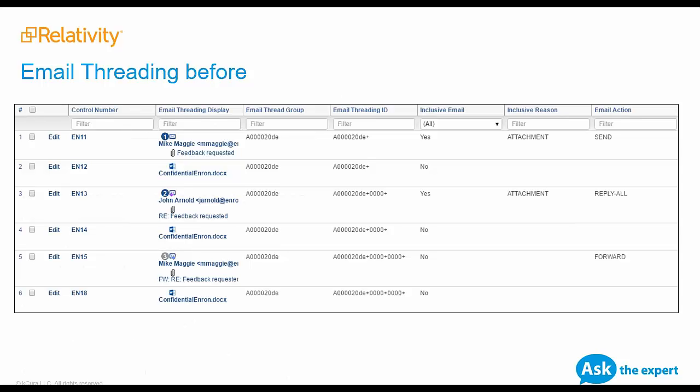Email threading has been around for a little while, and this is before email thread visualization became available. This is what we generally worked with. We have this email thread view with the email threading display, which organizes your data by thread and shows you some information about the nodes, the attachments, the inclusives, and that sort of thing.